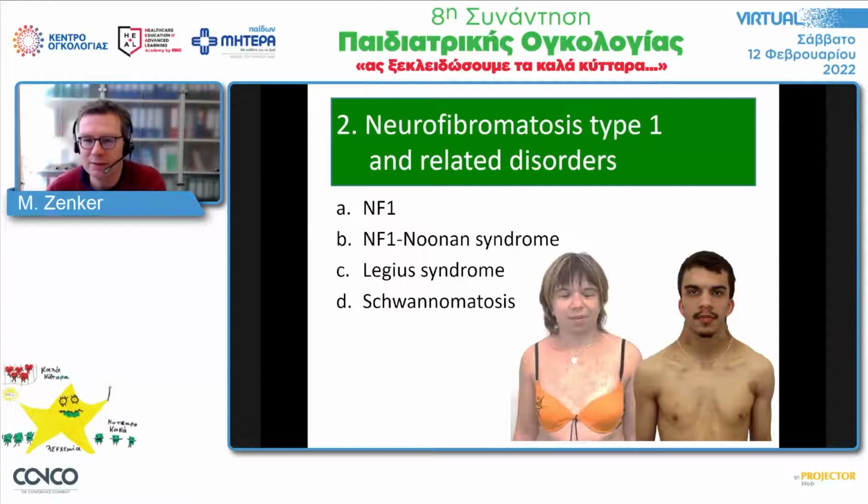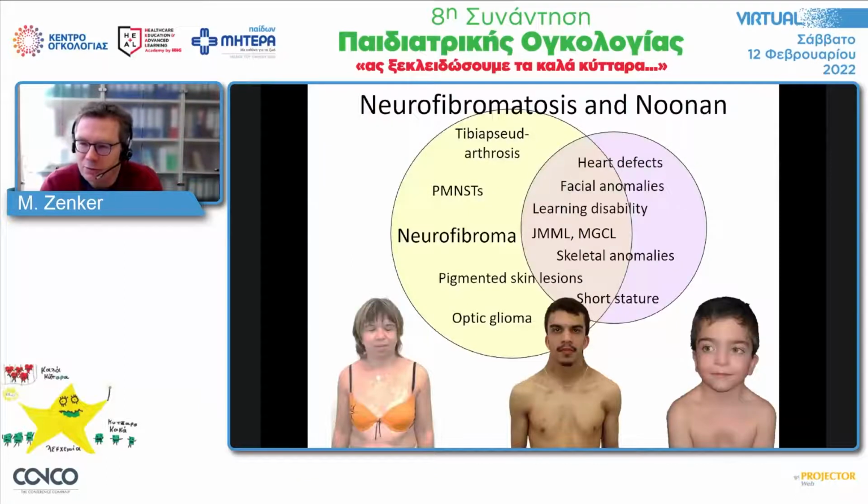The second category is neurofibromatosis type 1 and related disorders, which include Legius syndrome or schwannomatosis. And at first glance, neurofibromatosis doesn't seem to have much in common with Noonan syndrome, because you know that this condition is mainly dominated by the neurofibromas, café-au-lait spots, and the neurogenic tumors that occur. But if we have a closer look, we recognize that many neurofibromatosis patients have some mostly subtle features that resemble Noonan syndrome, like facial anomalies.